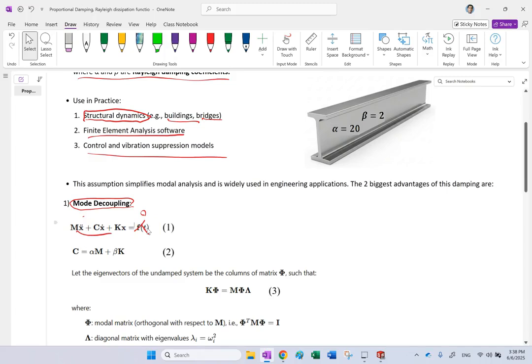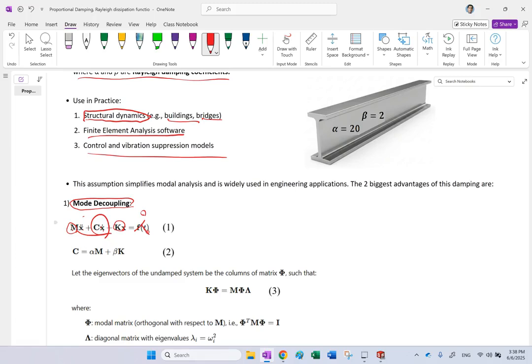The answer is no, because this term also exists and this guy does not allow. But if I say, well, this C is proportional to both M and K, then the C will decompose a portion of it into being added to M, a portion of it to K, and you're going to be down to a system where you mostly again have M and K, and this C will be absorbed in those two terms. So yes, you still can do it. Now let me show you how this is done.